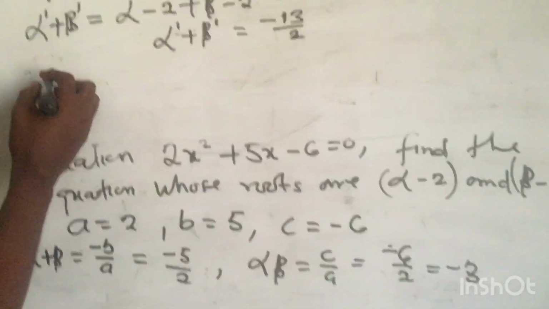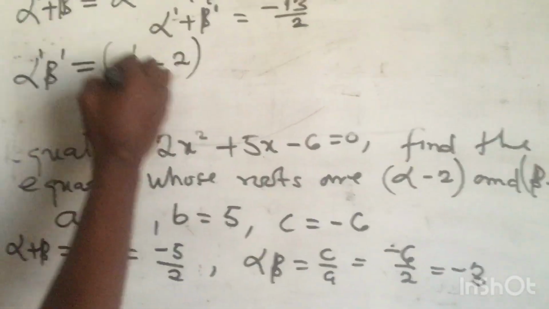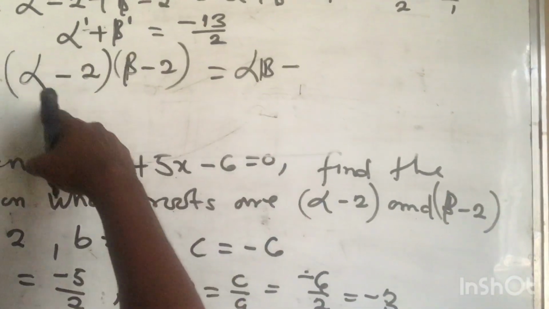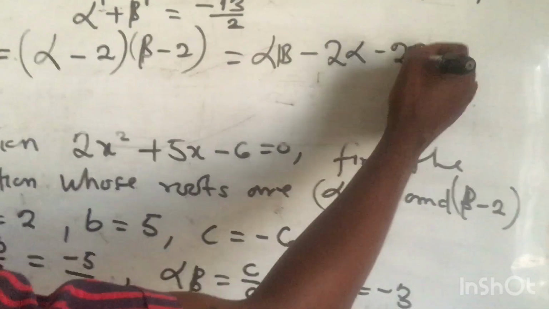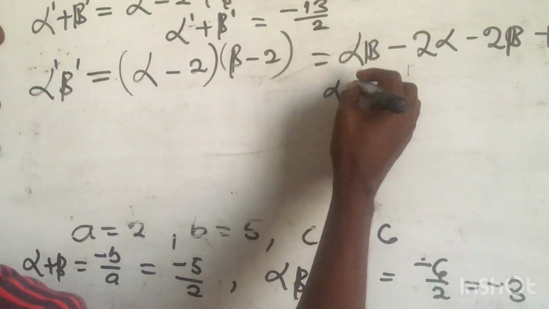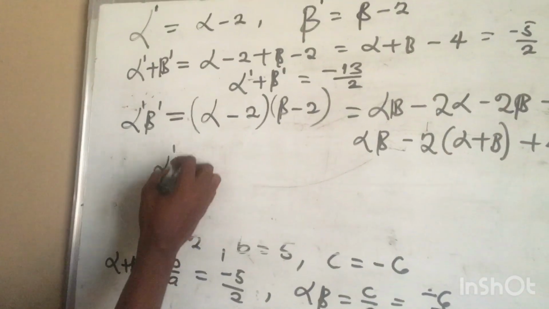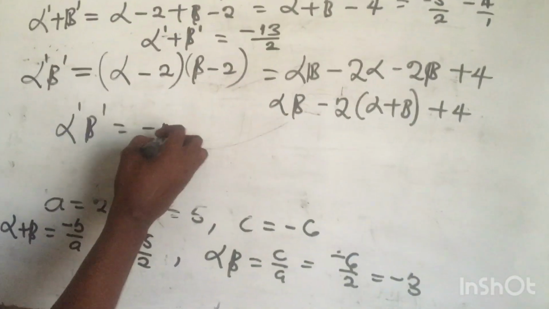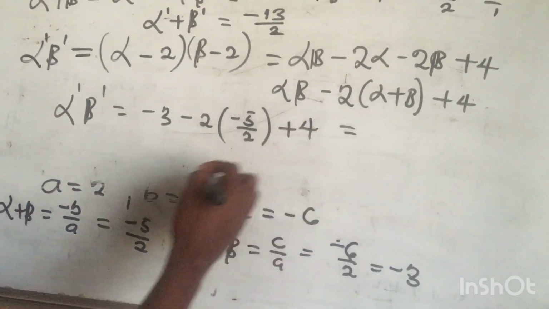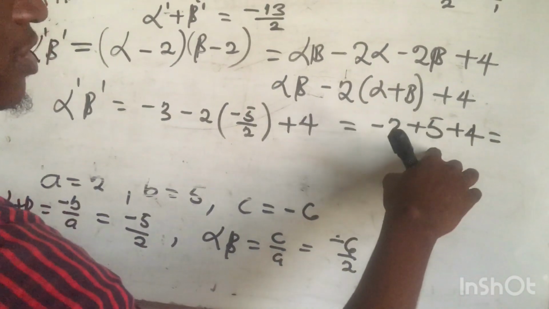And now the product of the roots, which is alpha prime beta prime, is equal to, we are multiplying the two, alpha minus 2 into bracket beta minus 2. If we expand this, we come to alpha beta minus 2 alpha minus 2 beta plus 4. If we factorize this further, that gives us alpha beta minus 2 into bracket alpha plus beta plus 4. So my product of the roots alpha prime beta prime will be, what's my alpha beta? That's minus 3 minus 2 into bracket alpha plus beta, minus 5 over 2, plus 4. And if you solve this, we have minus 3 plus 5 plus 4, and that's 6.